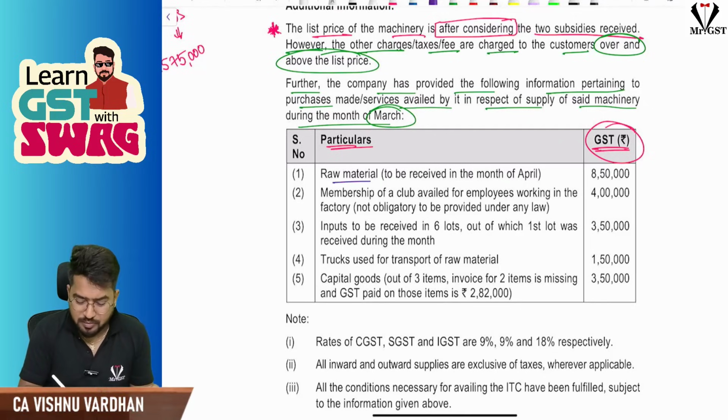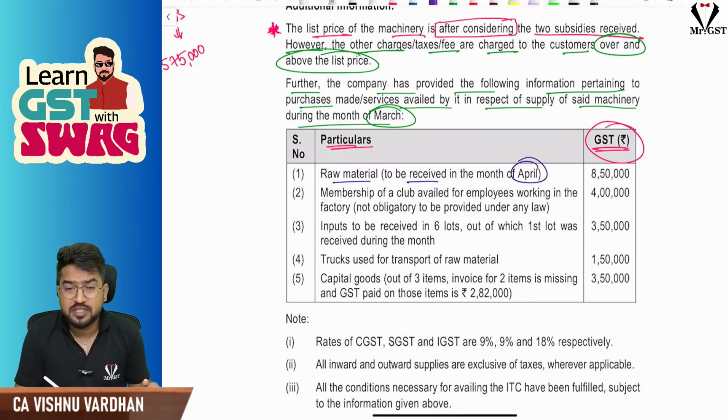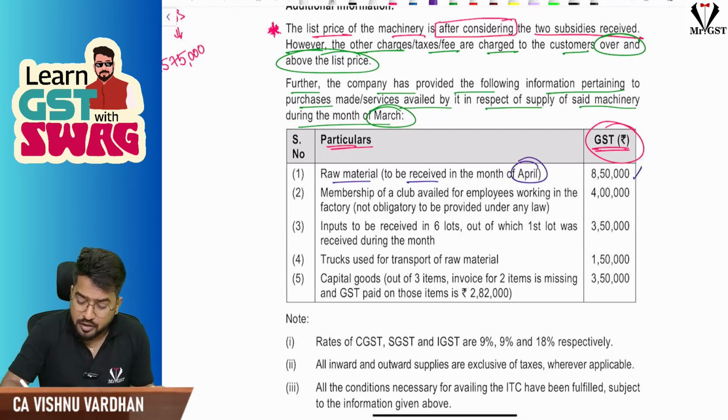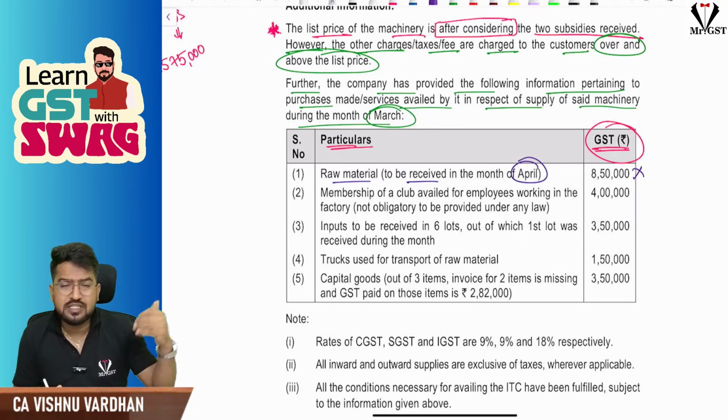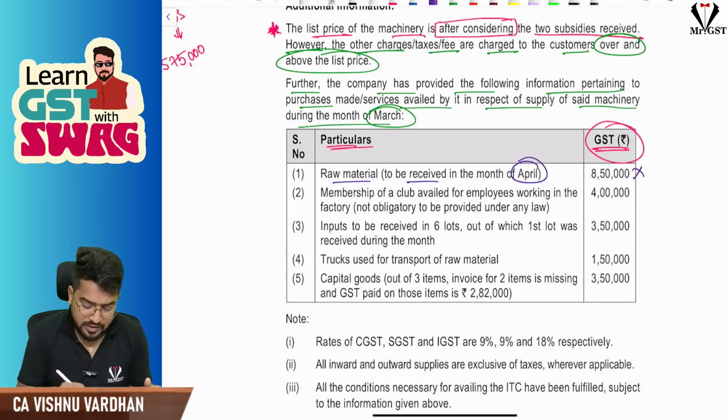Okay, raw material purchased and to be received in the month of April. You know we are talking about March month and you have not received the raw material now, you cannot take ITC of this. So actually you should have received the goods or services for taking ITC. So still they are in transit or still they are not yet received, means you cannot take ITC.